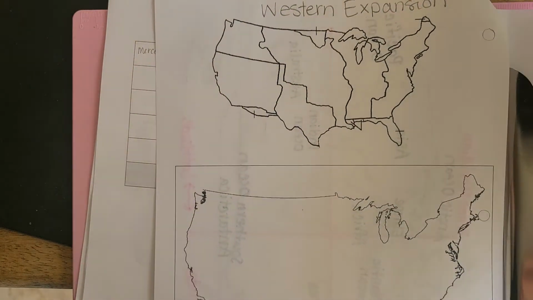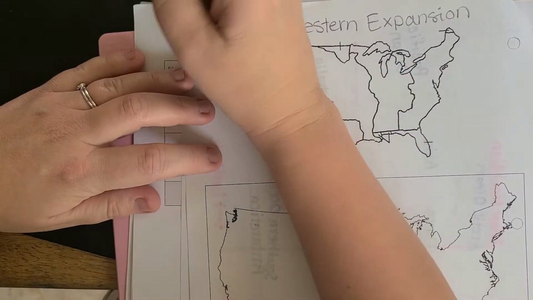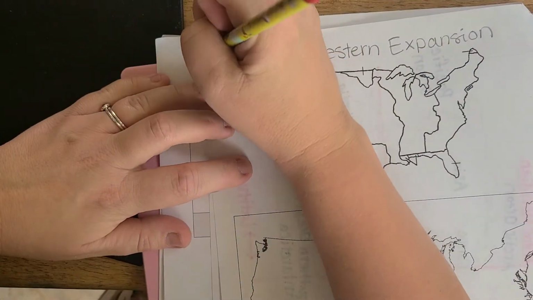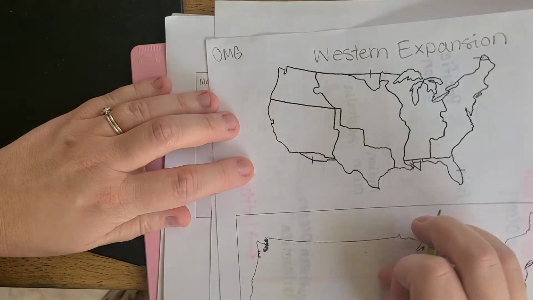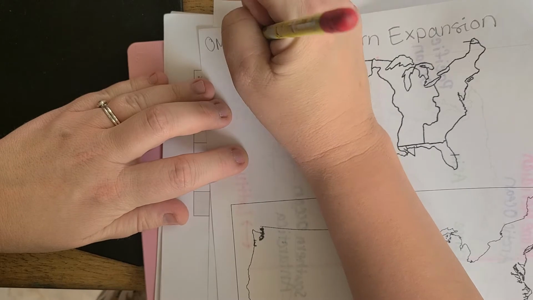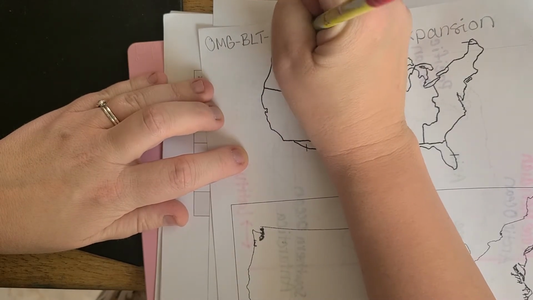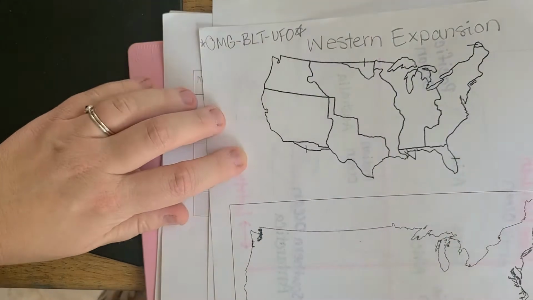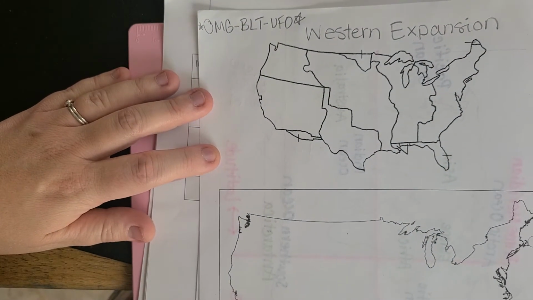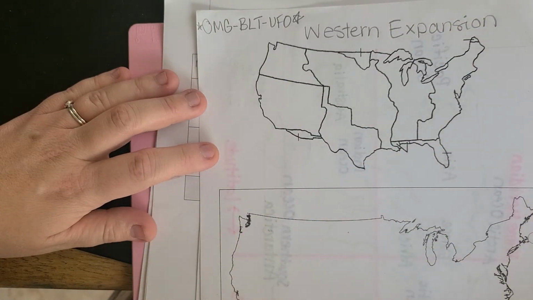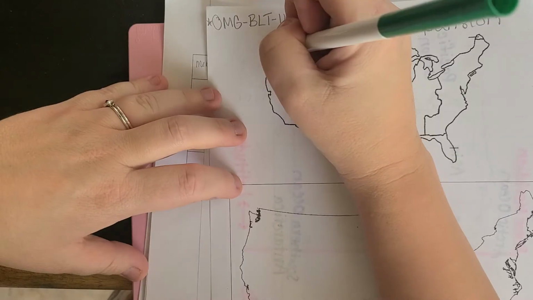And that doesn't make sense to you right now, but it's because I haven't shown you how to use this trick. So up in the corner, I want you to write OMG, BLT, UFO. And that is the trick that we're going to learn for the Western expansion map. I'm going to take a handy dandy marker, and I'm going to write our OMG BLT.